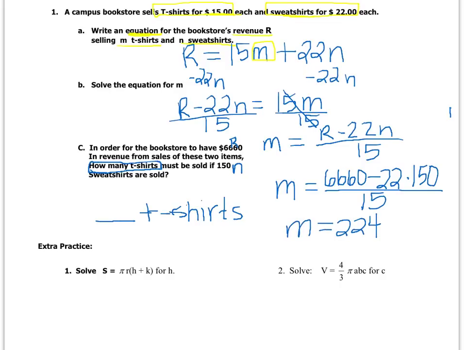So make sure that you can do that all in your calculator at once. If you want to put it all in at once, you have to remember to put parentheses around the top. You can't just plug it all in and hit divide by 15 without those parentheses. You'll get the wrong answer. So please make sure you can put this into your calculator correctly. So my answer is 224 t-shirts.